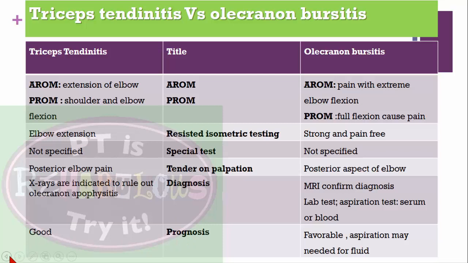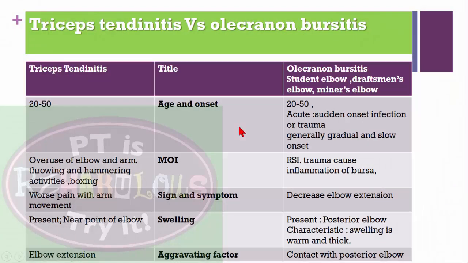Prognosis is good. Let's differentiate with olecranon bursitis. If the patient has olecranon bursitis, that is also known as student elbow, draftsman's elbow, or Miner's elbow. Acute onset is sudden, due to infection or trauma. Generally this olecranon bursitis is gradual and slow in onset. This is caused by repetitive strain injury, trauma, and inflammation of the bursa.